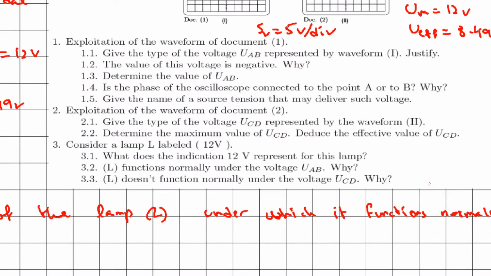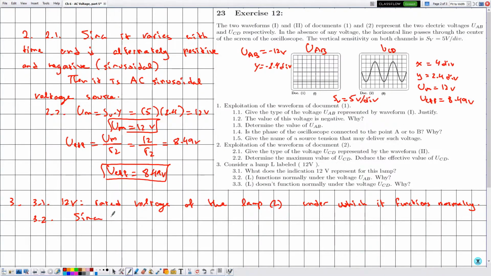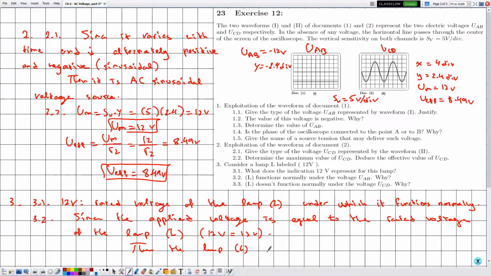On the other hand, looking at the question, one can directly know that the answer of this question would be, since the applied voltage is equal to the rated voltage of the lamp L, which means that 12 volts is equal to 12 volts, then the lamp L will function normally. Okay.